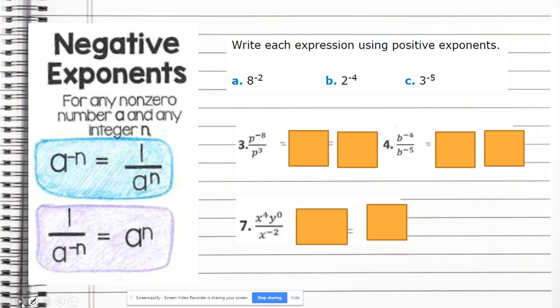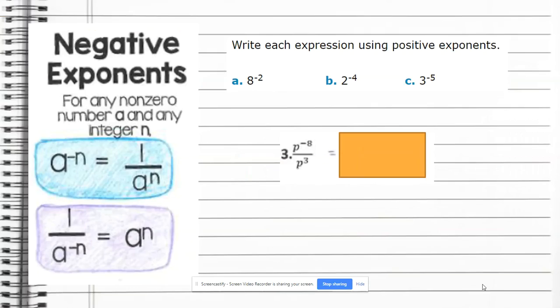Let's practice a little bit. You have your negative exponents rule right there to the side. As we go to practice, we can write each expression using positive exponents. 8 to the negative second is going to equal 1 over 8 to the second. You could simplify that to 1/64. Sometimes it'll ask you to leave it in the exponential form, so do pay attention to that. 2 to the negative fourth would be 1 over 2 to the fourth. 3 to the negative fifth would be 1 over 3 to the fifth.